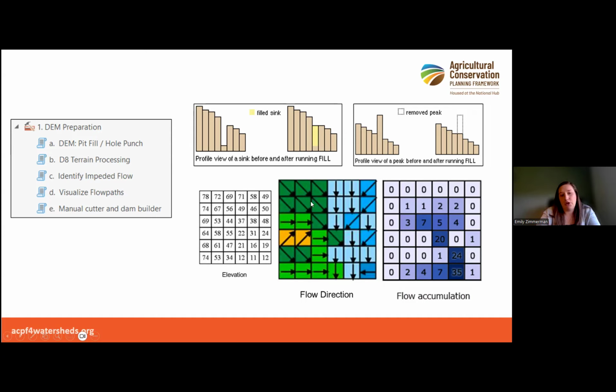So 2 things happen during terrain processing here. We understand the directionality of the flow from each one of those cells, and we understand where water is accumulating, or where flow is accumulating. Again, if we look at the cell with the lowest elevation, that's where all of the grid cells in this example are flowing. Everybody's flowing to 35. So the flow direction and the flow accumulation are really essential to understanding where water is flowing across the landscape, and that happens in the second step of DEM processing.